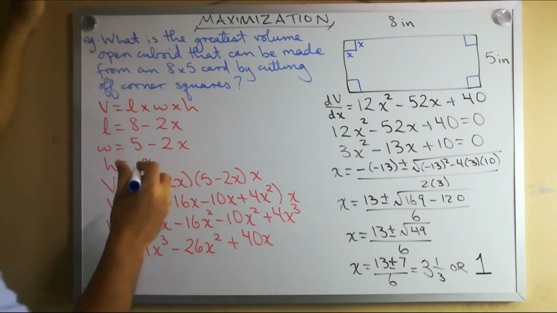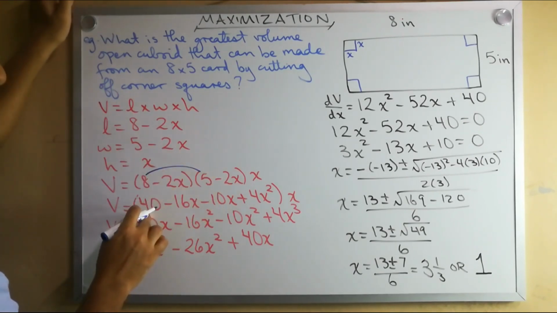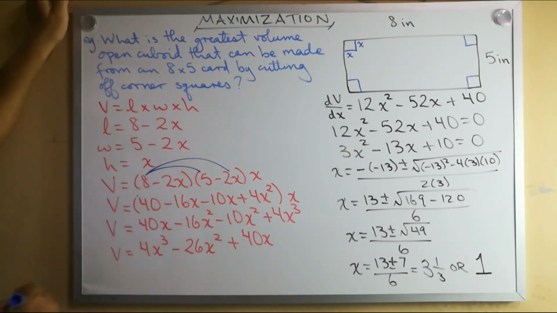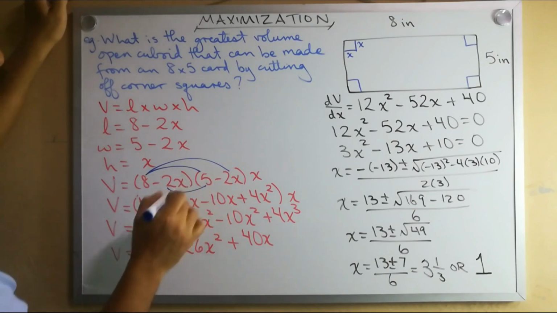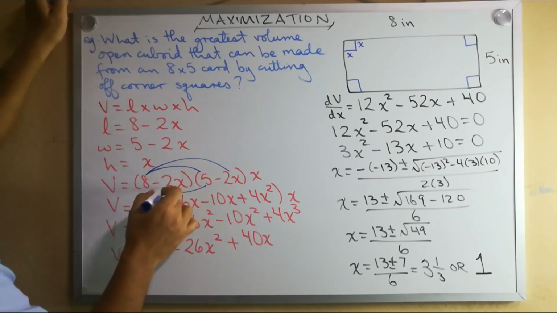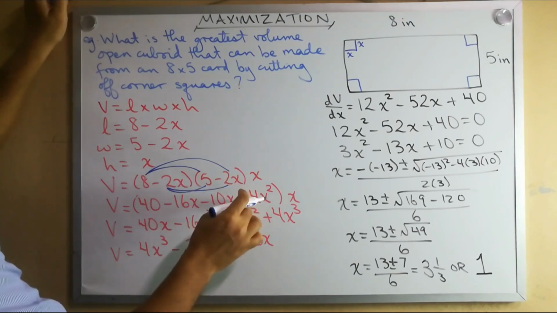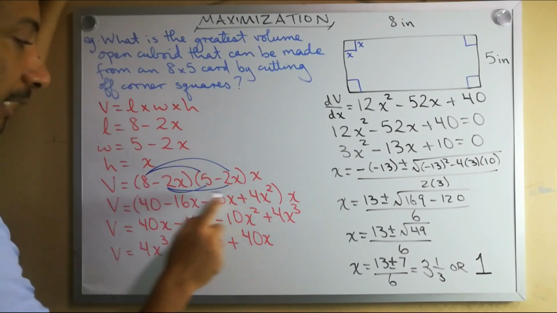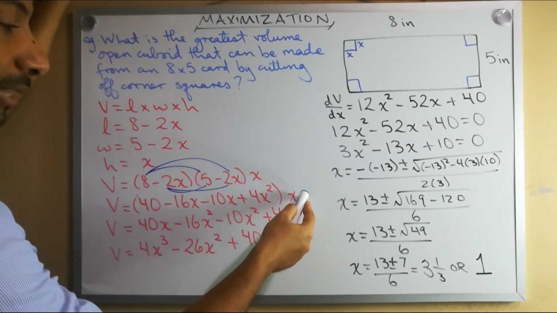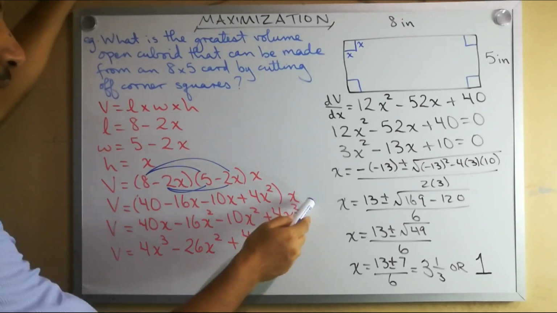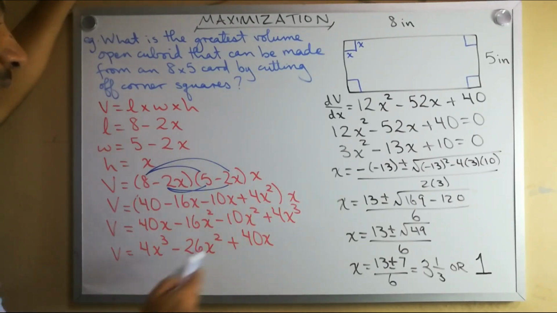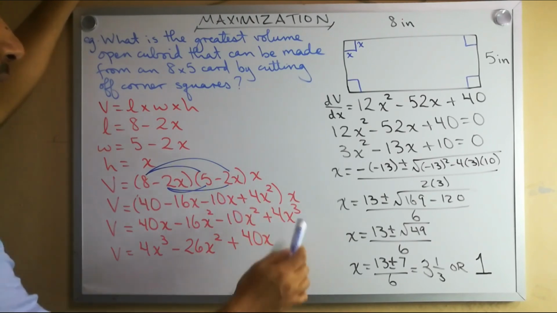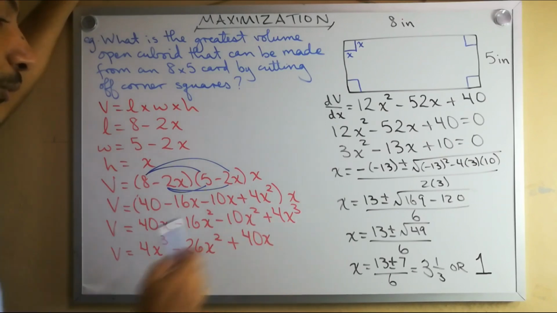Using the FOIL method, 8 times 5 is 40. Then 8 times negative 2x is negative 16x. Negative 2x times 5 is negative 10x. And negative 2x times another negative 2x gives you a positive 4x squared. So we have to multiply this expression here times the height, which is x. So x times 40 gives us 40x. Then negative 16x squared, then negative 10x squared, and finally plus 4x cubed.